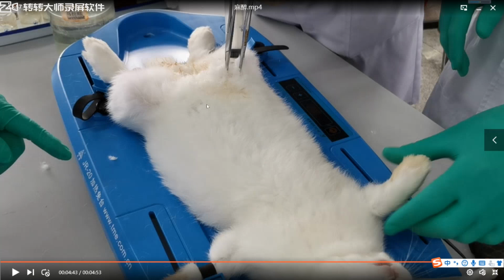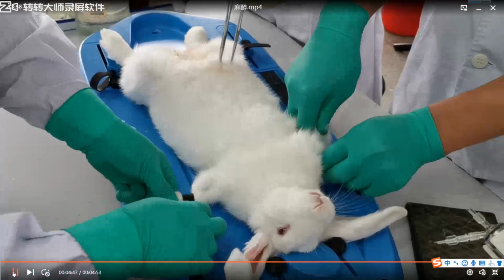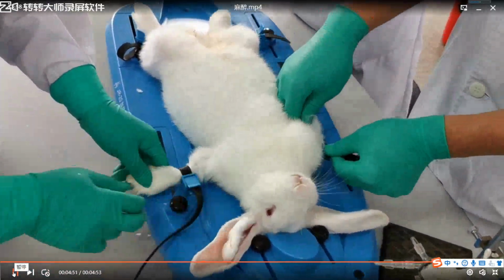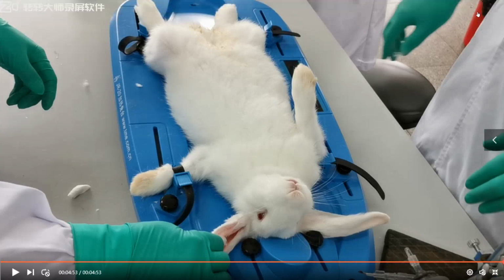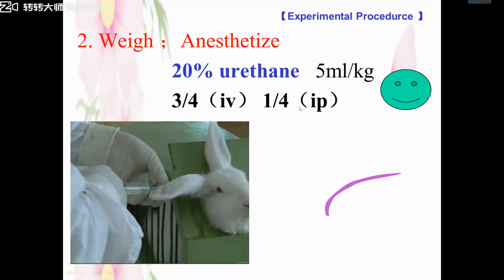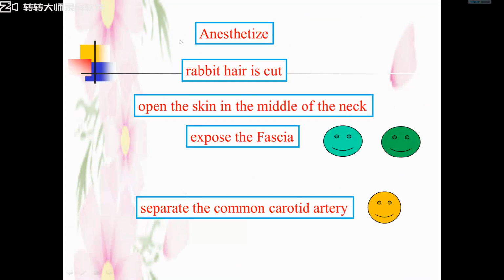So now you can inject the other drugs by intraperitoneal injection. Same as with the mouse. So how do we inject drugs intraperitoneally? You should find the lower abdominal cavity near the midline. So we inject the other 1/4. For this rabbit, that is nearly 2.5 milliliters. So we inject 2.5 milliliters of urethane, and then the rabbit is anesthetized.